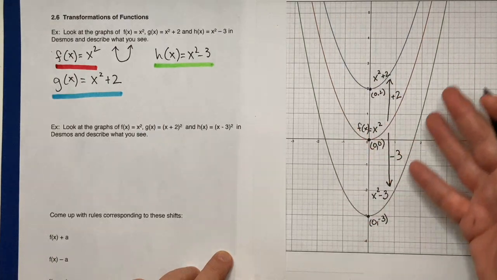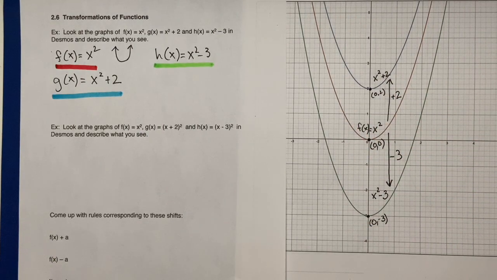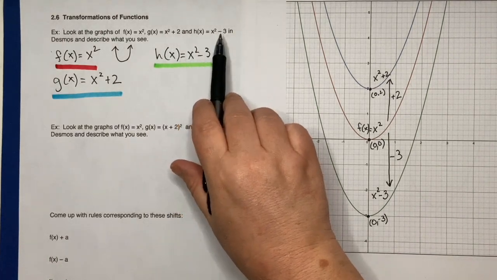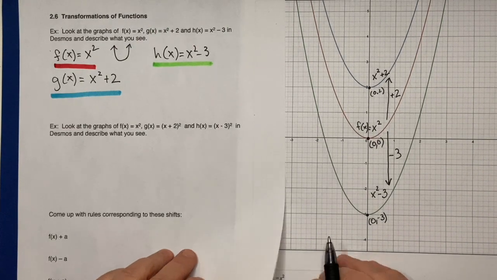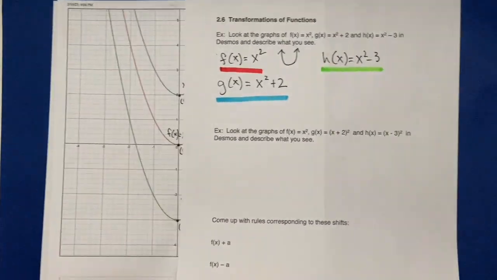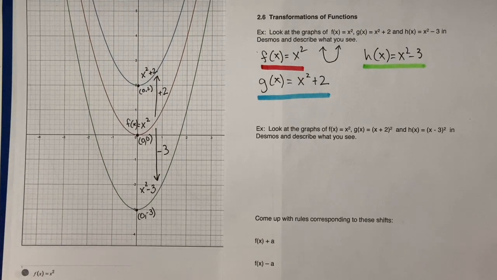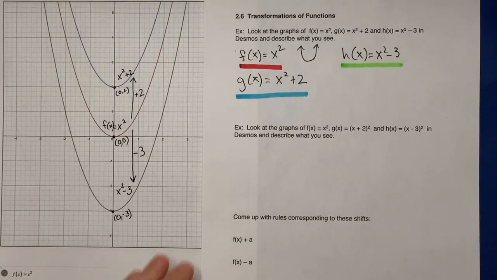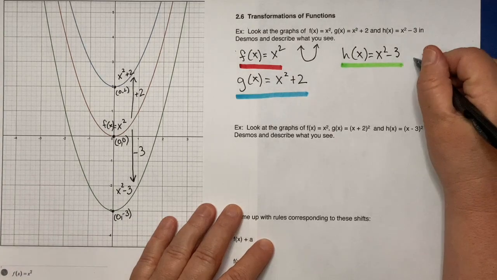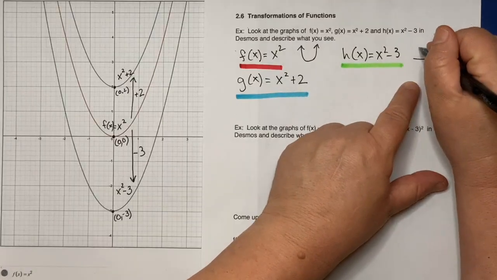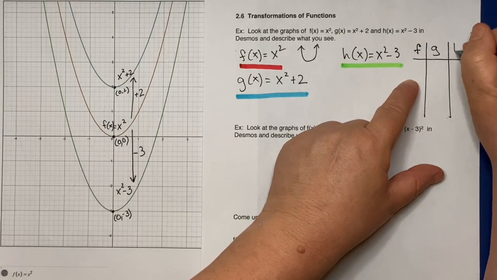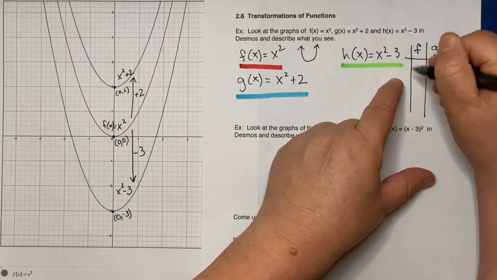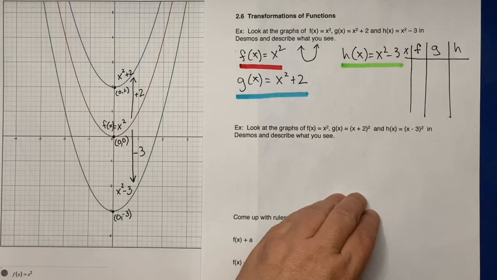And hopefully just by looking at this, but you could also see this with a table of values, you can see that simply adding 2 or subtracting 3 after the basic function is going to shift it. And speaking of shifting, let me move this over here. Presto changeo. Give myself a little bit more room. What I'd like to do is look at a table of values where I have f and g and h all together. Let me see if I can squeeze in a little x. It's a little squishy, but let's take a look.